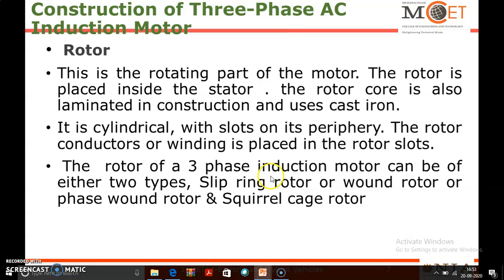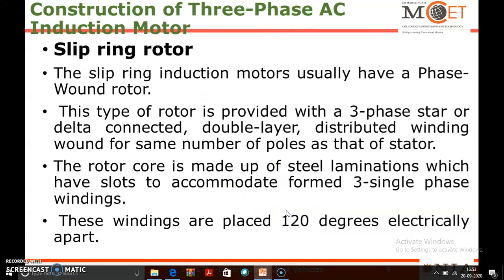The rotor of a three-phase induction motor can be of two types. The first one is the slip ring type induction motor, which is also known as the wound rotor induction motor. The second one is the squirrel cage type induction rotor. First we will see the slip ring type rotor. This slip ring type rotor is also known as the wound rotor.